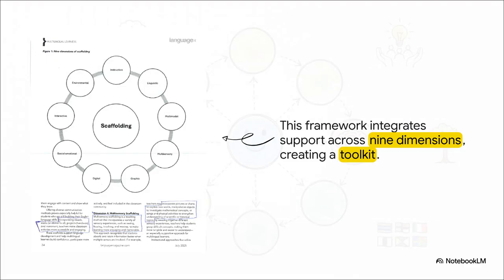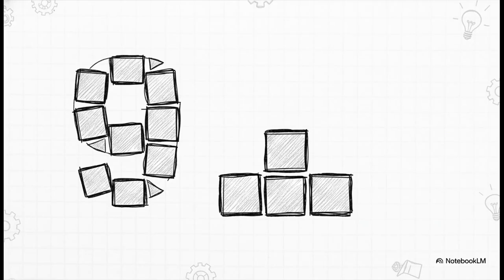And here it is. This visual really lays out the whole system. You can see how all 9 of these dimensions work together with the learner right there in the middle. Now, I know it might look like a lot at first glance, but don't worry, we're going to break it all down. To make this super easy to digest, we're going to look at them in 3 manageable groups of 3. So let's kick things off with what the authors call the core dimensions.